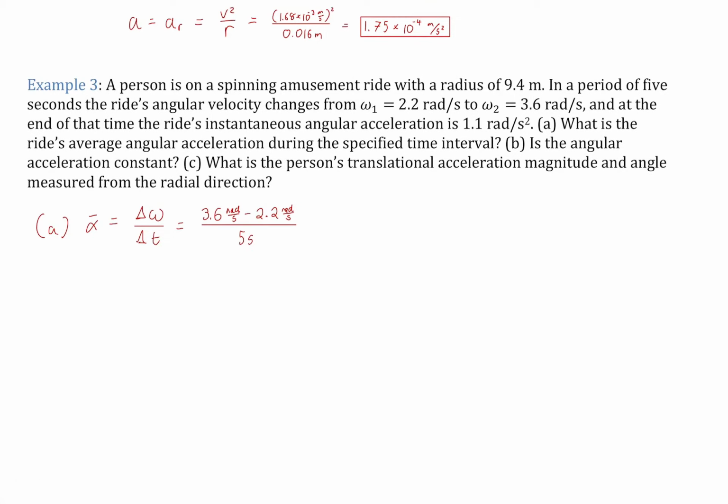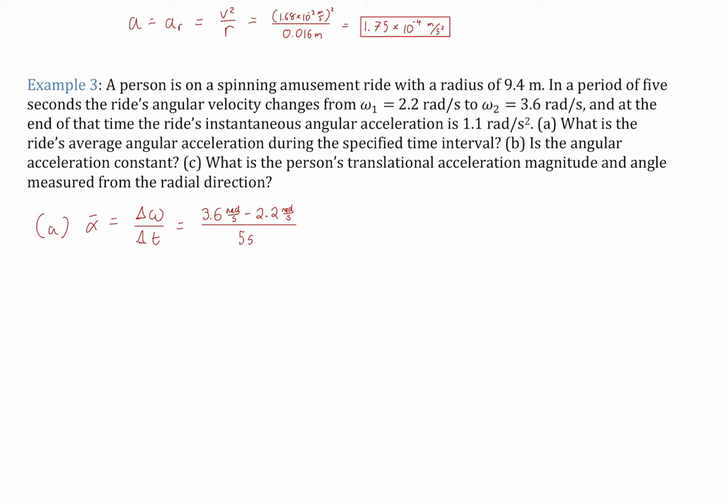A person is on a spinning amusement ride with a known radius, 9.4 meters. In a period of 5 seconds, the rider's angular velocity changes from a value of 2.2 radians per second to 3.6 radians per second. At the end of that range of 5 seconds, the angular acceleration is measured to be 1.1 radians per second squared. Question A asks, what is the rider's average angular acceleration during the specified time range?